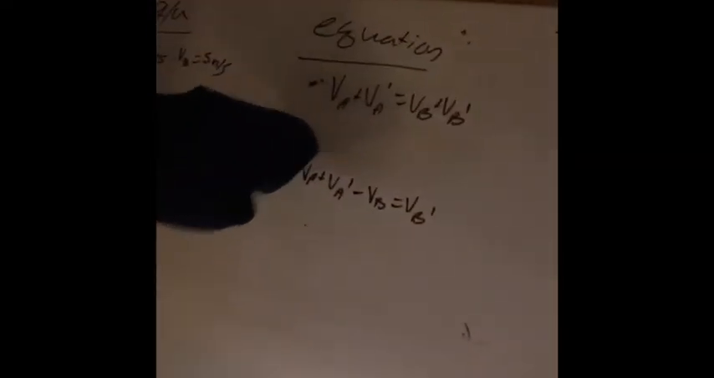Take the equation. Right there. You take this one. Yep, you see it. You subtract VB from it, so then you can get VB prime alone.